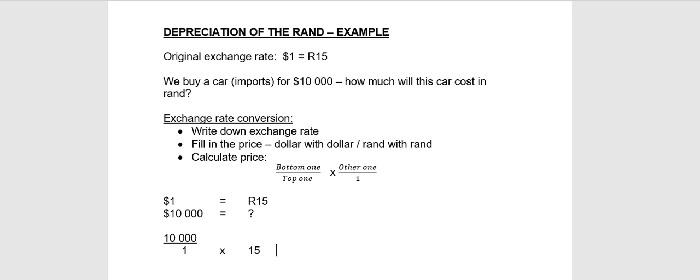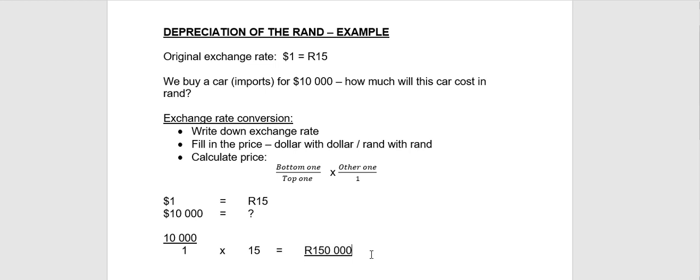Then if we do this calculation, let me just calculate that first. It basically boils down to 10,000 times 15. That means that this vehicle is going to cost us 150,000 rand.